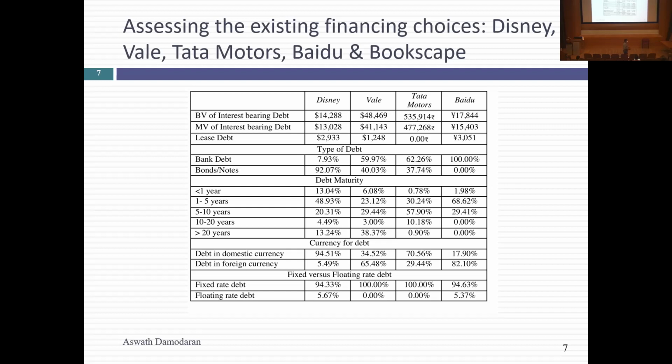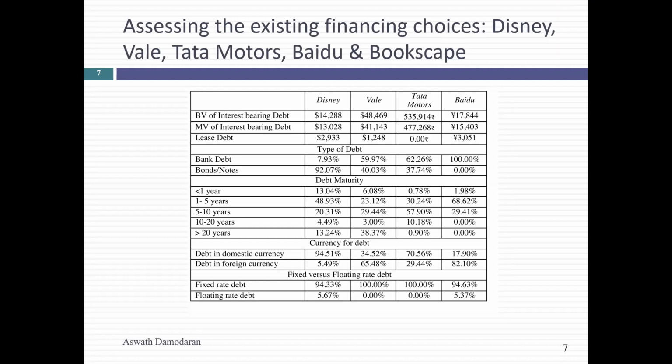So even in companies where the bulk of the debt is corporate bonds, you're going to see some bank debt. If you look at Vale, 40% of the debt is corporate bonds. 25 years ago or 20 years ago, if you looked at Vale, all of their debt was bank debt. You're seeing the shift away from bank debt to corporate bonds.